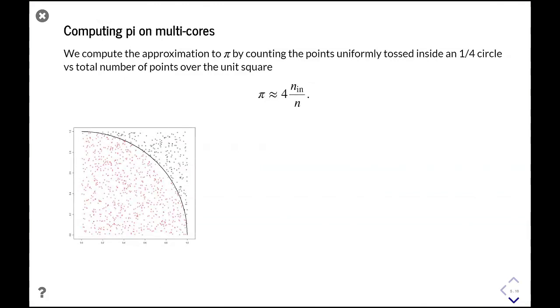Next, let's take a look at the example of computing pi using multiple cores. So we just toss points uniformly distributed inside this unit square, and we count the number of points inside the circle versus the total number of points. I guess we're just looking at our experiments in this one quadrant, and then we just multiply by four, and that will give us an approximation to pi. Let's take a look at how we're going to do this in Julia.